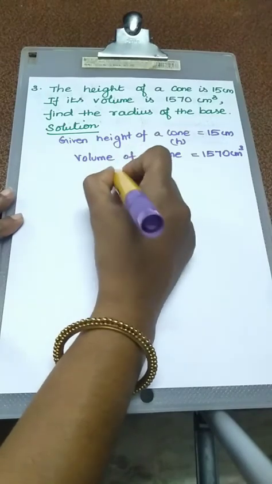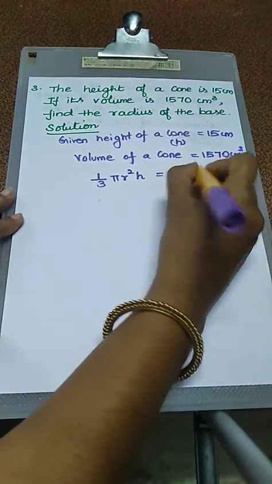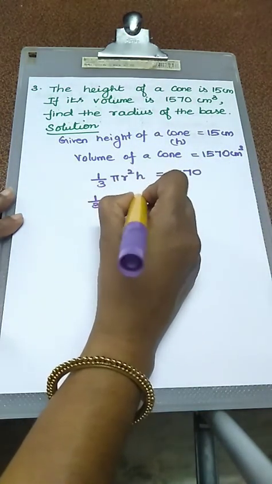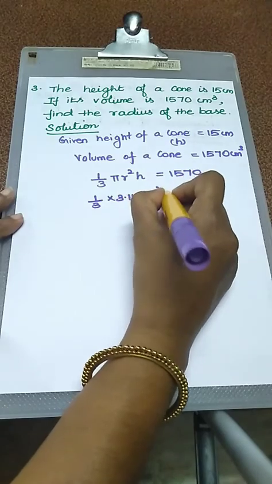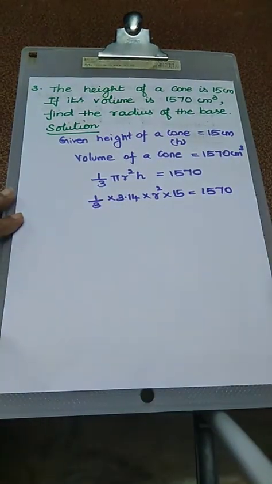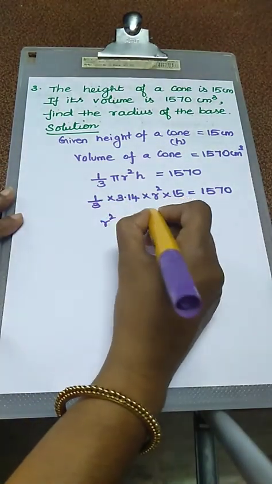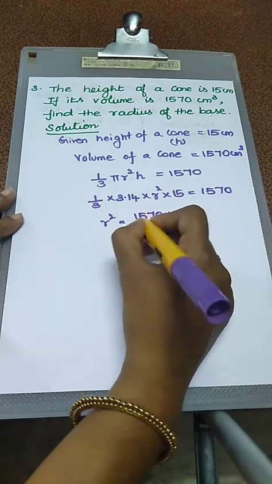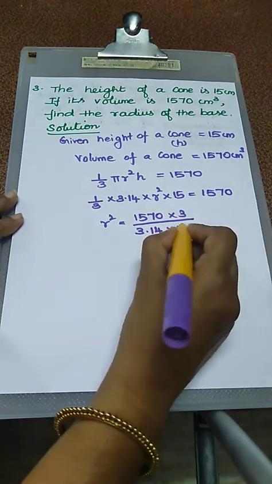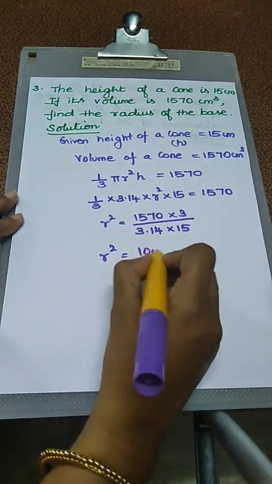So LHS, apply the formula. 1 by 3 pi r square h is equal to 1570. 1 by 3 into 3.14 into r square into 15 is equal to 1570. Now we just cancel the value or interchange the value. R square equal to 1570 into 3 divided by 3.14 into 15. Cancel the value, we get the answer. R square is equal to 100.